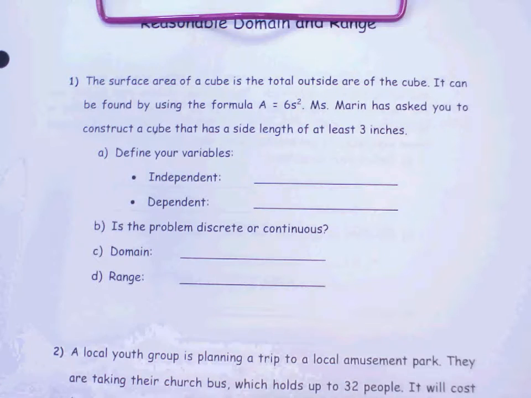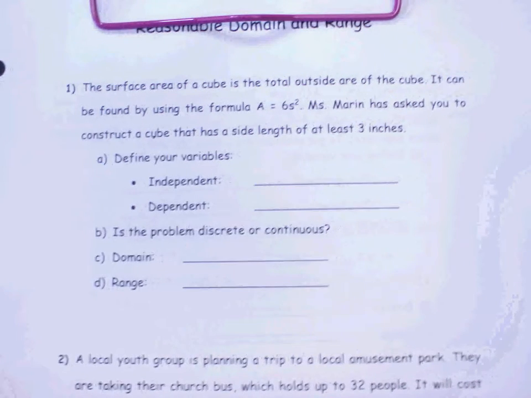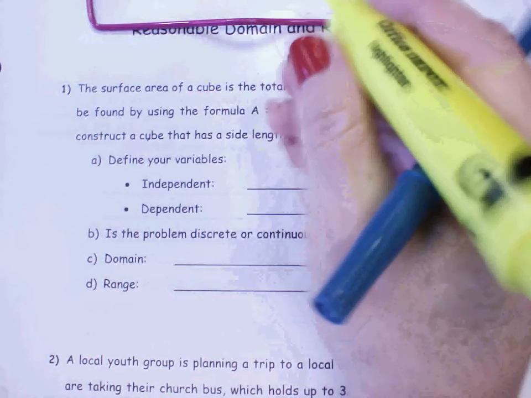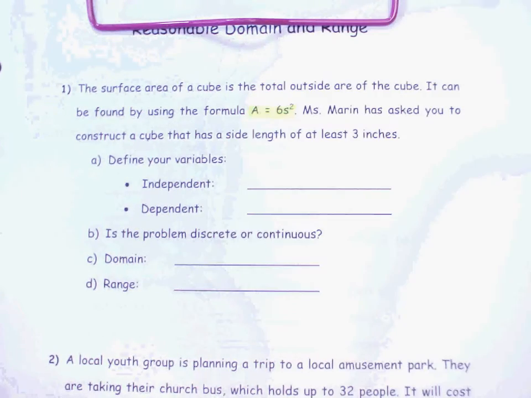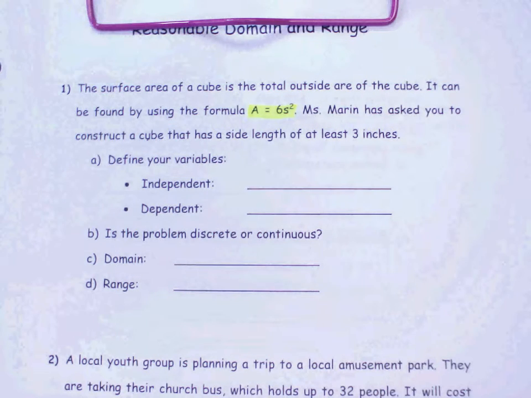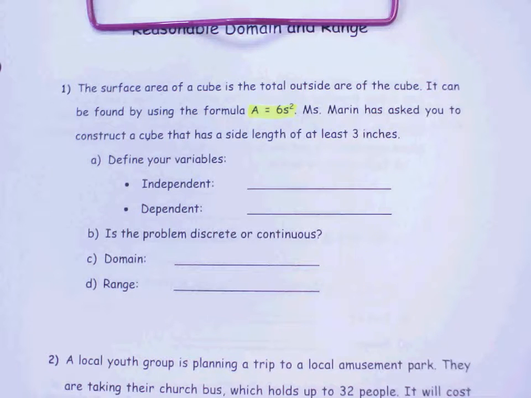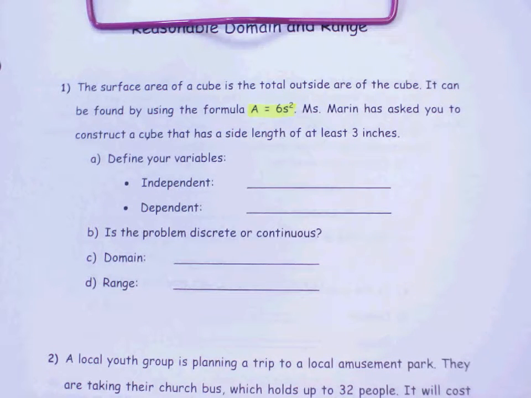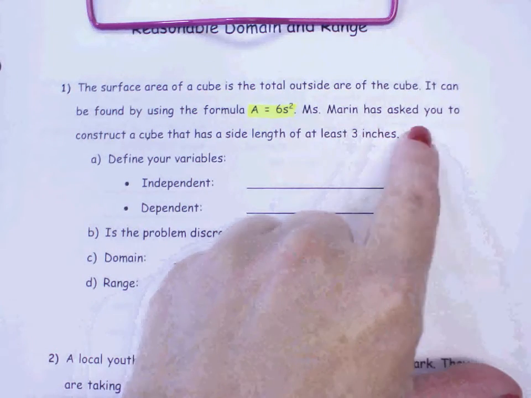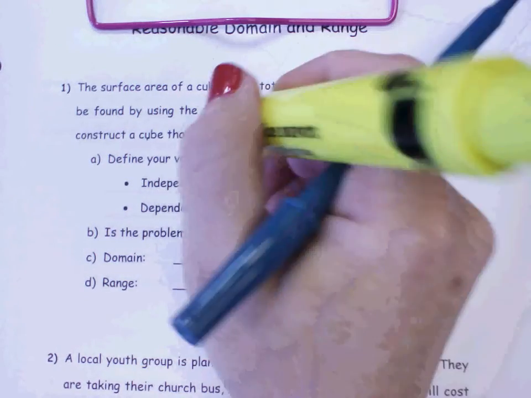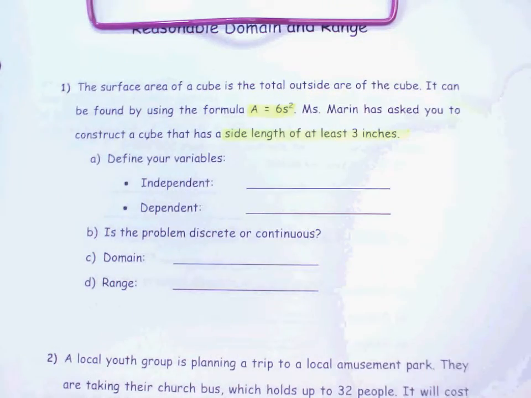The surface area of a cube is the total outside area of the cube. It can be found by using the formula A equals 6x squared. Solve your problem. Miss Marine has asked you to construct a cube that has a side length of at least 3 inches.